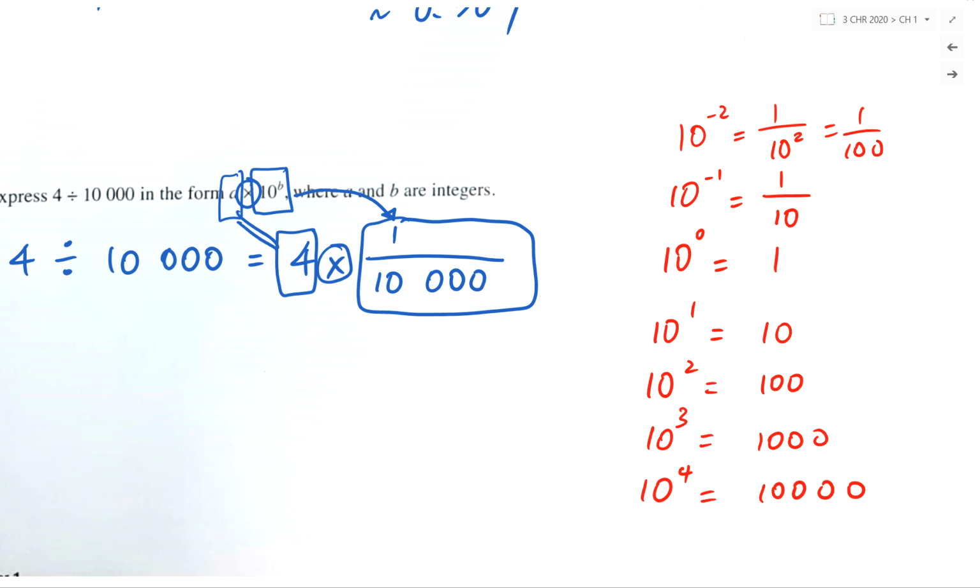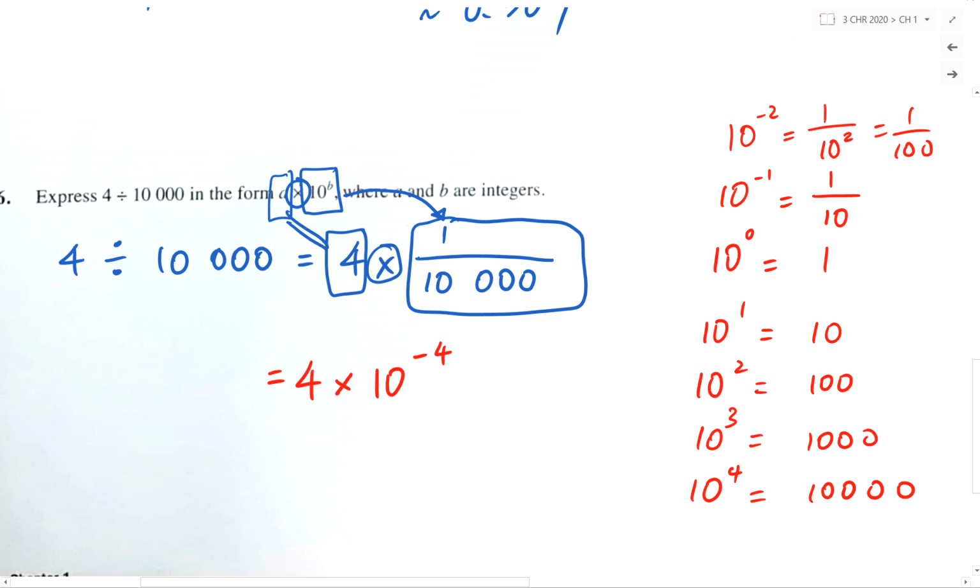Okay, talk to your partner. Is it 10 power 4 or 10 power minus 4? 10 power minus 4. Yes, now you get it already. So this is now rewritten as 4 times 10 power minus 4. Right now, we have already rewritten it in the form of A times 10 power B.